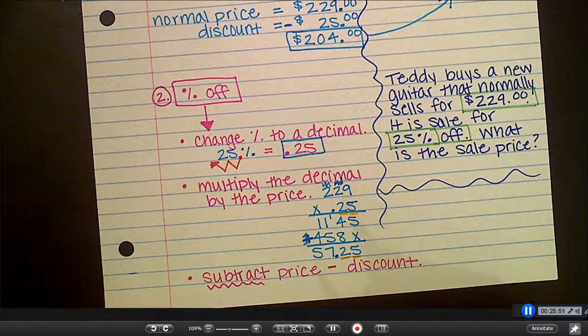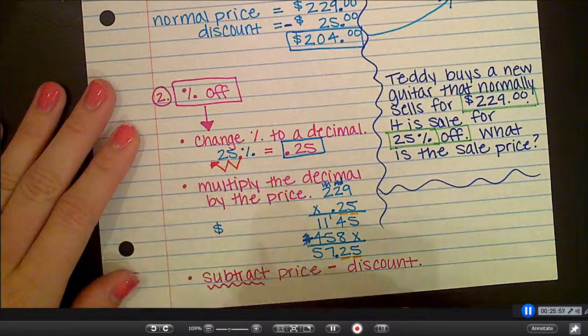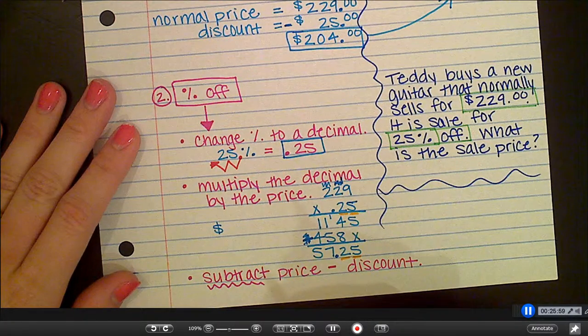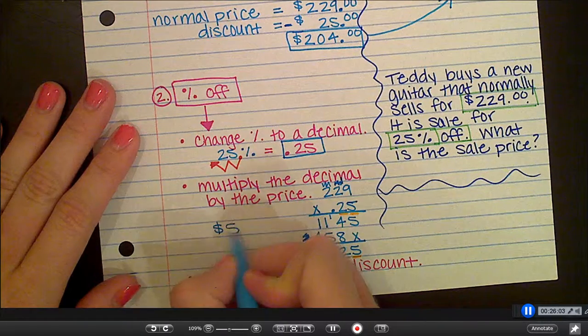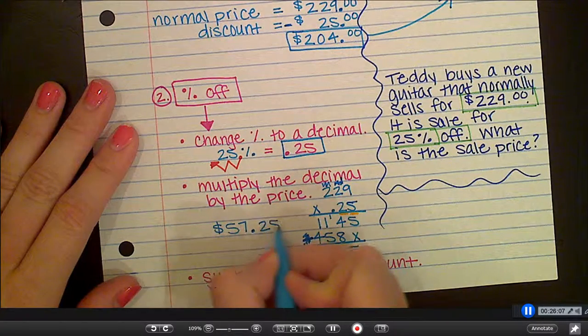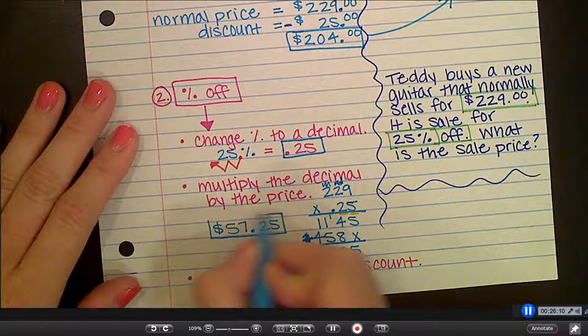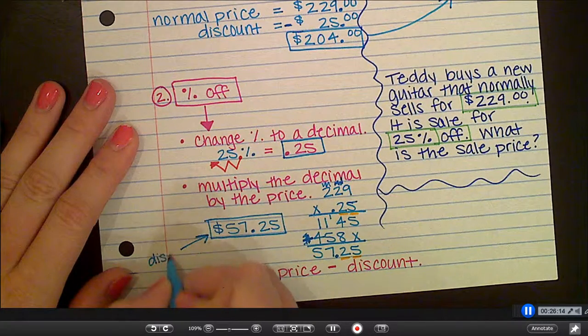Okay, so now we've actually found the amount that he's saving. So let's say that the question asked you, what is the amount of the discount? Okay, if the question were going to ask you just that, then we could stop here. And we would say he gets $57.25 off. Okay, so this is our discount.